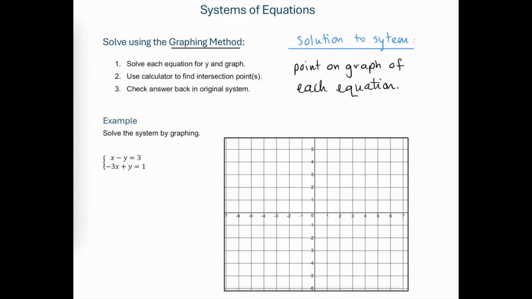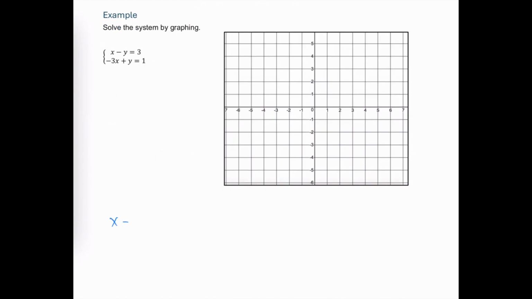So to graph these equations, let's make note of the fact that both of them are linear, which means that we'll want to write them in y equals mx plus b form, or slope-intercept form, in order to generate their graphs. So let's start with x minus y is equal to 3. To solve for y, we'll subtract x from both sides, and then divide both sides by -1 to get y is equal to positive x minus 3.